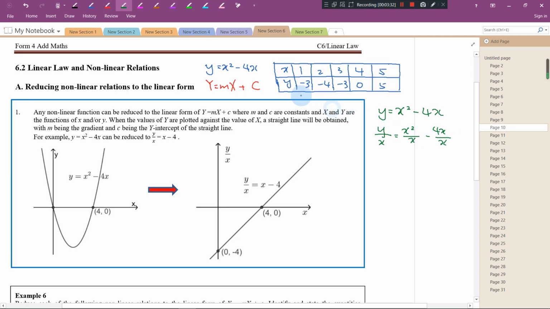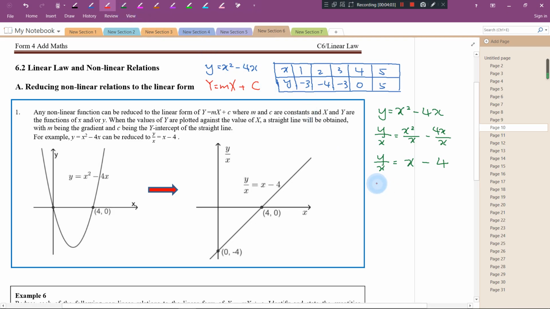Just now I told you we want one of them to become a constant, right? So after I divide this whole function by x, here will be y over x, remaining unchanged. Here, x squared divided by x is equal to x, and this will be negative 4. Now we got a constant here, no more x. So this is a linear form. It means that if we draw a graph of y over x against x, we will get a straight line.